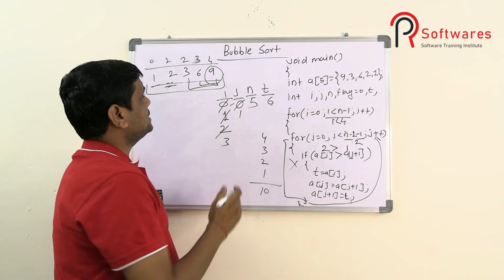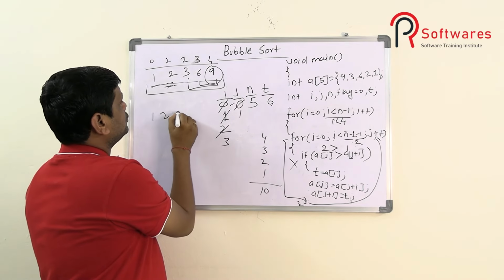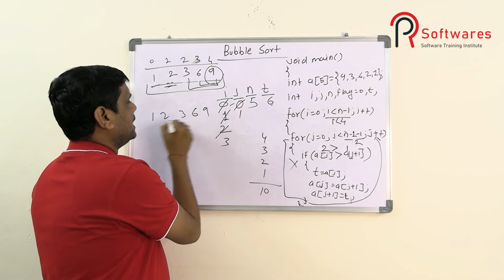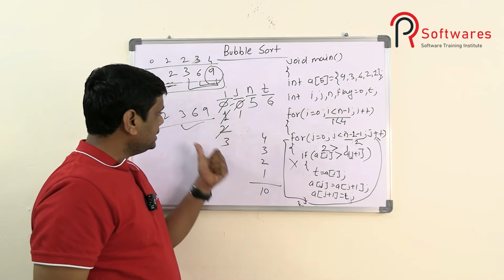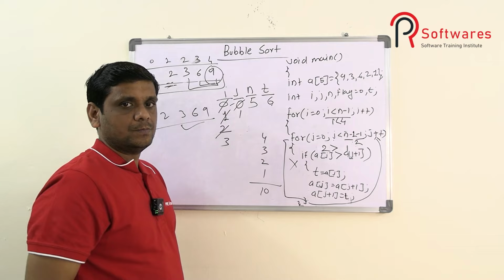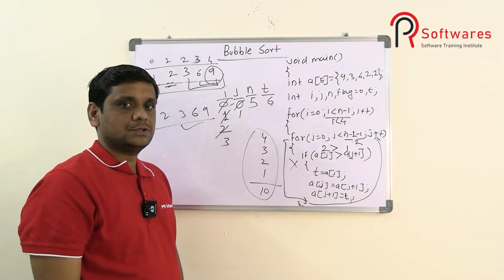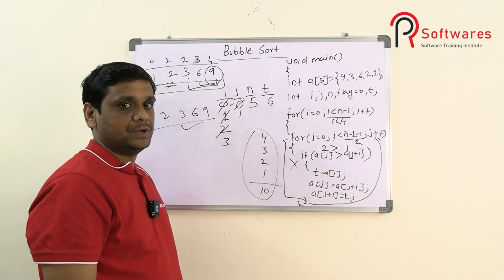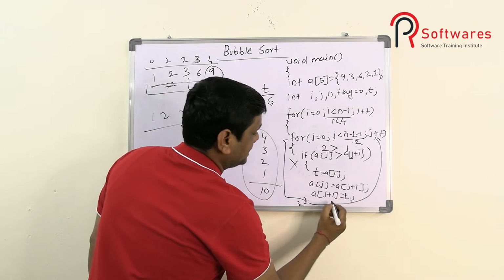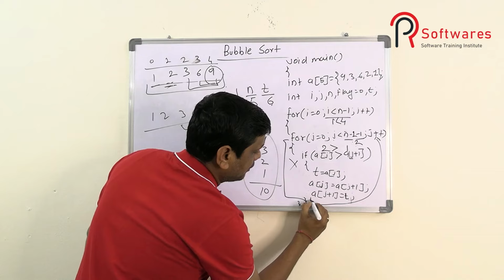But now the problem is, suppose imagine I gave the values 1, 2, 3, 6, 9. I entered these values only. Do we need any sorting here? No. But still it will execute how many times? 10 times because I wrote this logic. So here one concept you can implement. What you can implement? I will write just below this one, flag 0.